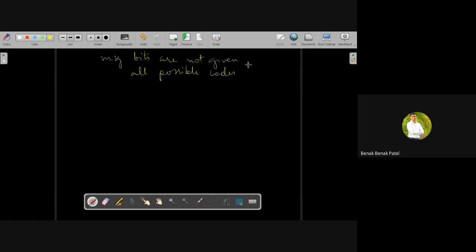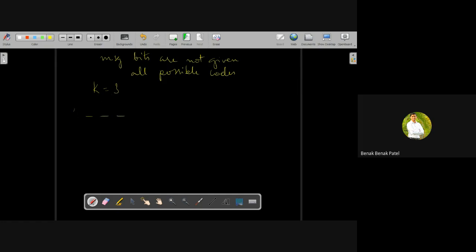All possible code vectors or just codes. Now the thing is, do I know the value of k? Yes, we do know the value of k. That is equal to 3. Now we are supposed to form a block of 3 bits. There are 3 such places.